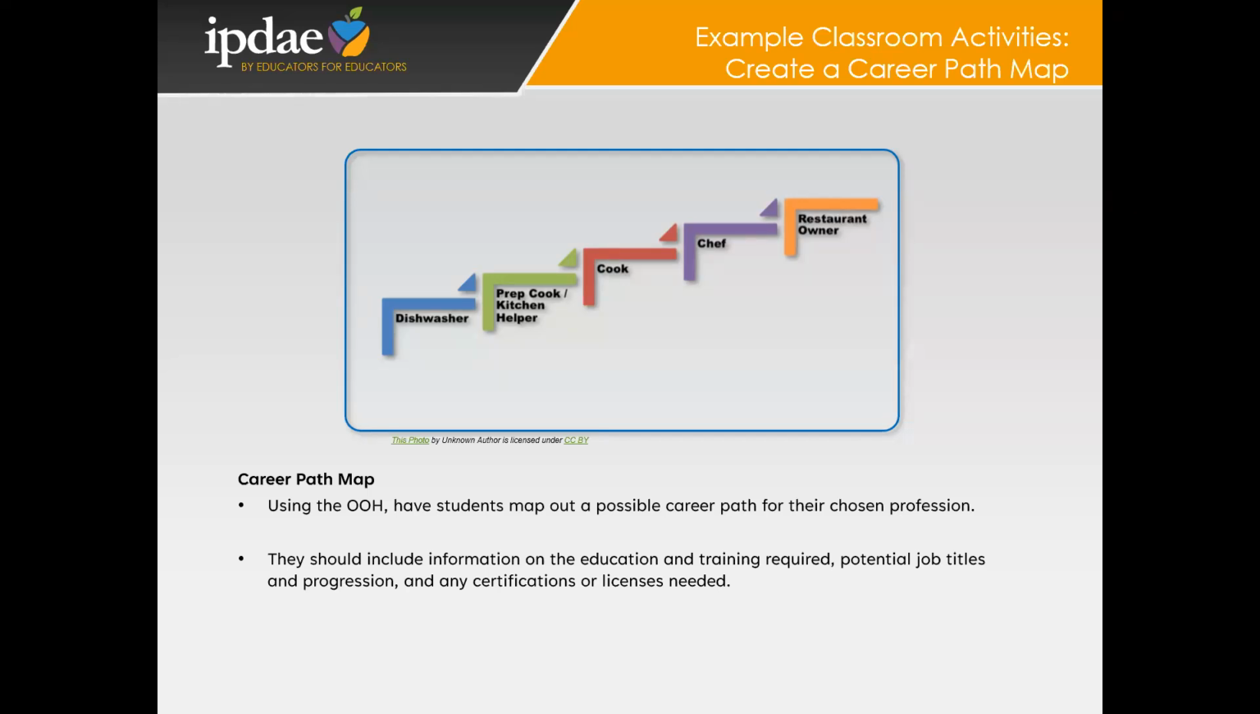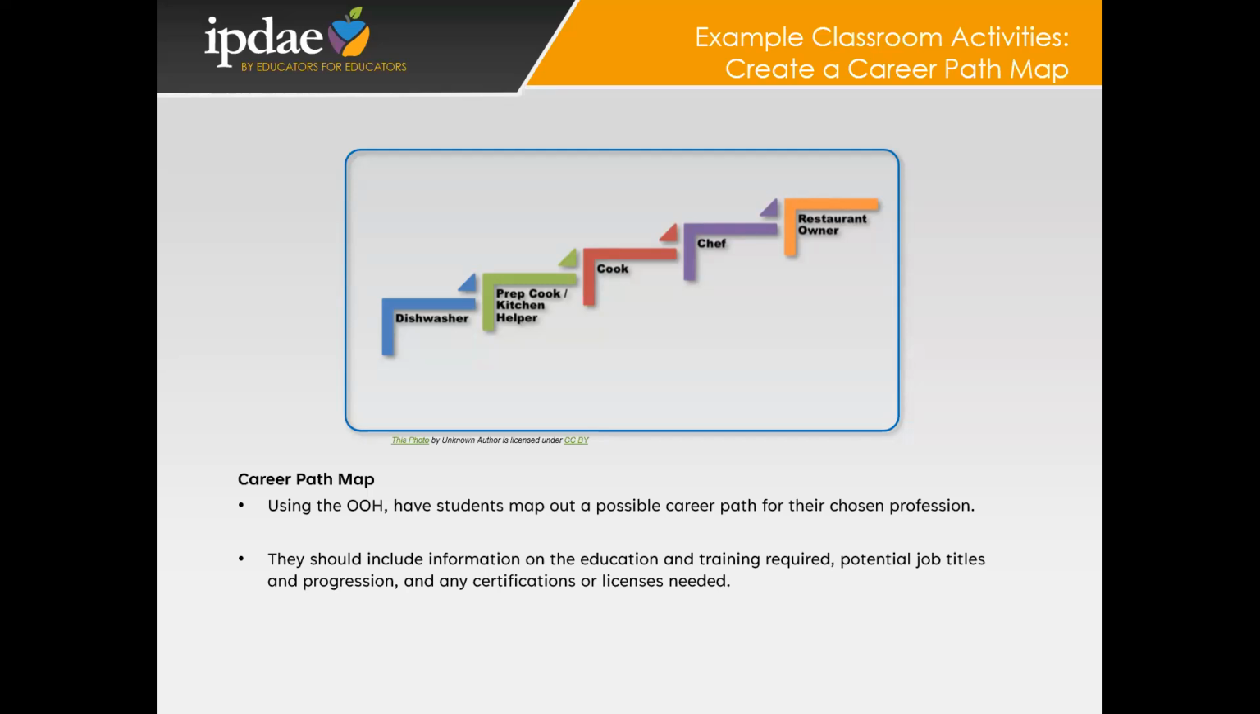This can be a visual diagram or a written plan that outlines the steps needed to progress in their chosen career. The map should start with the required entry-level education and training, and then outline the progression of job roles, including any necessary certifications or licenses at each stage.